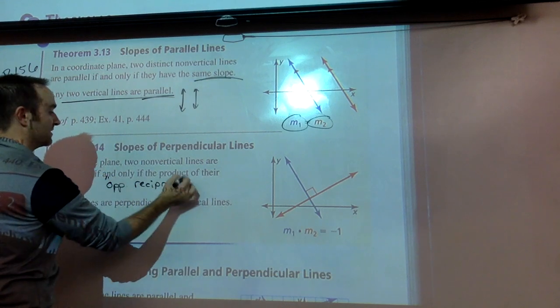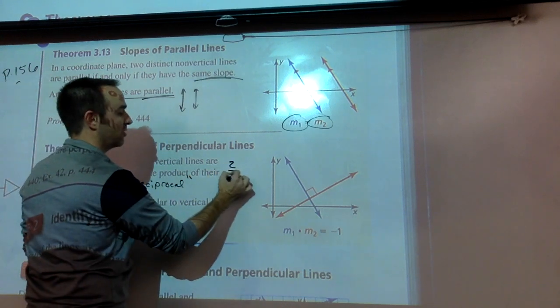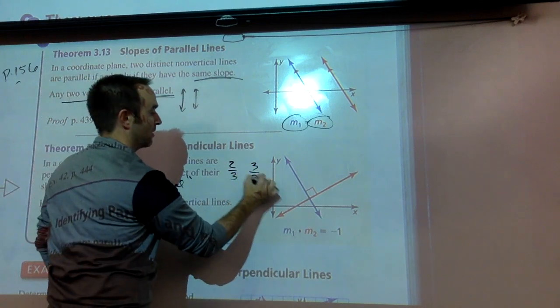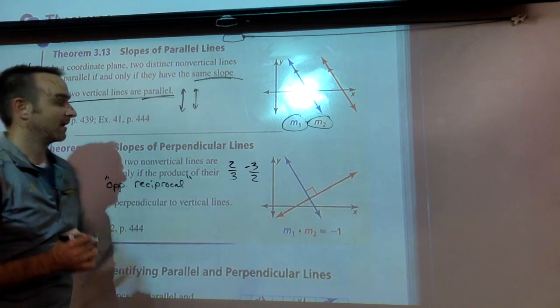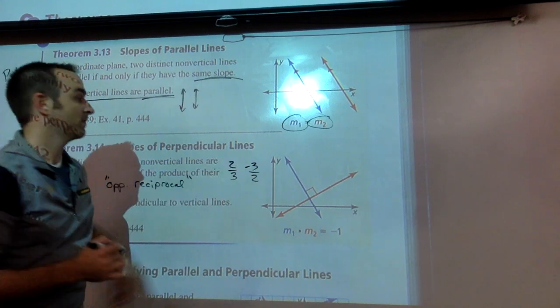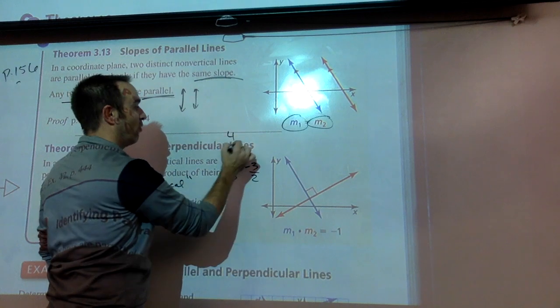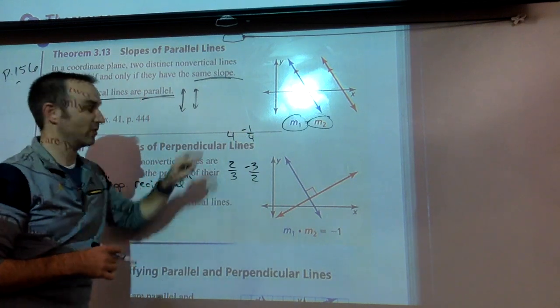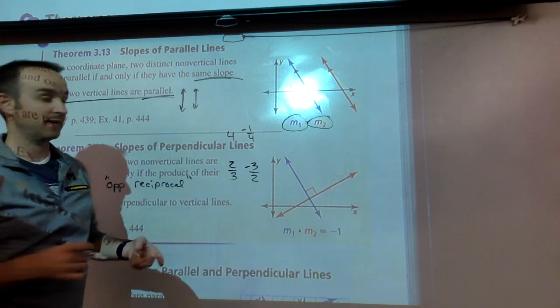Right? And remember, opposite reciprocal means if one slope is 2/3, we're going to flip that fraction and we're going to make it negative. Okay, so if one slope is 2/3, the other has to be -3/2. If the slope of a line is 4, then the perpendicular slope is going to be -1/4. We're going to flip it, we're going to change the sign.